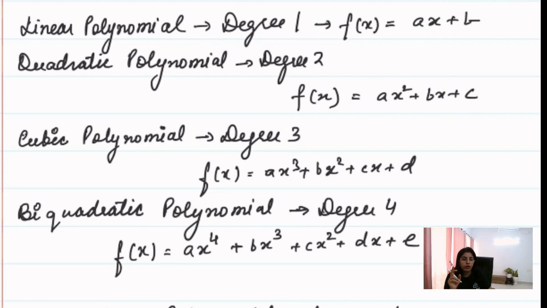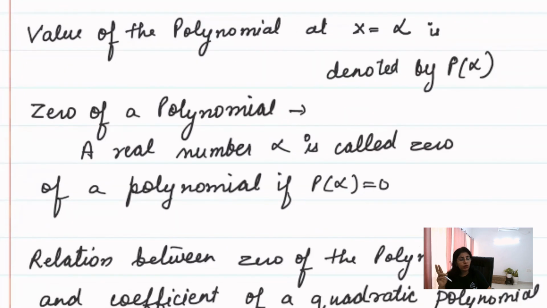If it has degree 1, then the polynomial can be written as ax plus b. This is the standard form for the linear polynomial. If it's a quadratic polynomial, that means it has degree 2, then it is written as ax square plus bx plus c. For a cubic polynomial, the degree is 3 and it is written as ax cube plus bx square plus cx plus d. A biquadratic polynomial has degree 4 and it is written as ax to the power 4 plus bx cube plus cx square plus dx plus e. Degree 4 means the highest power of x is 4. So you have to remember that.